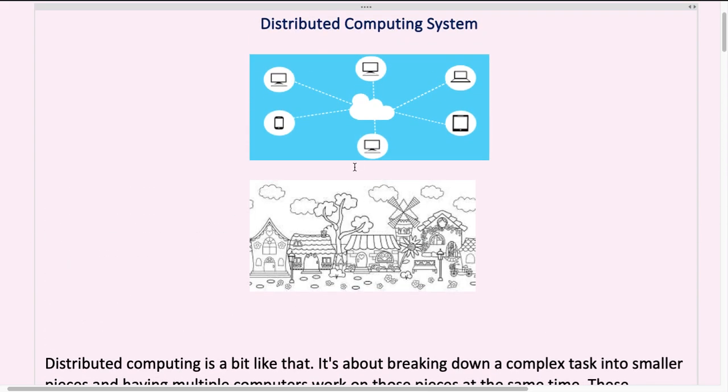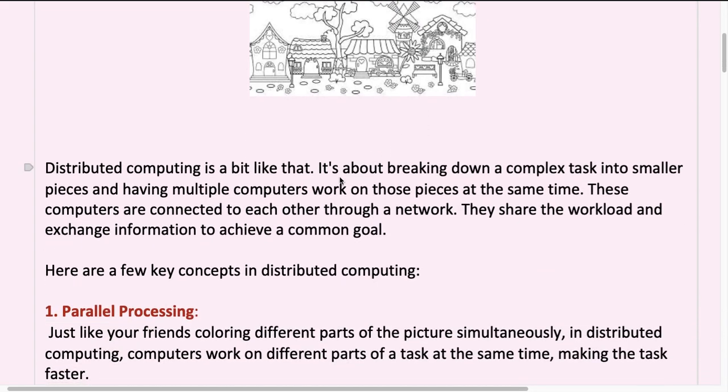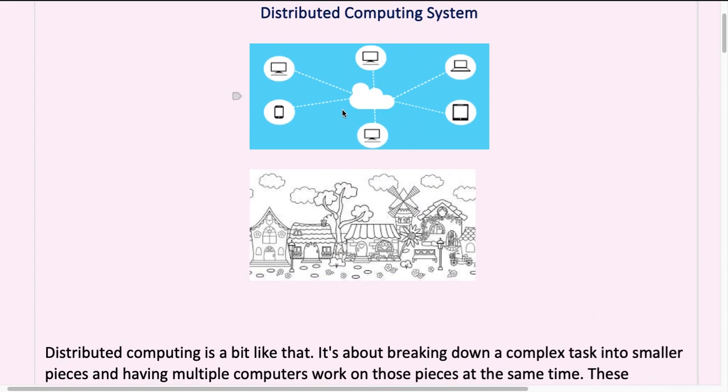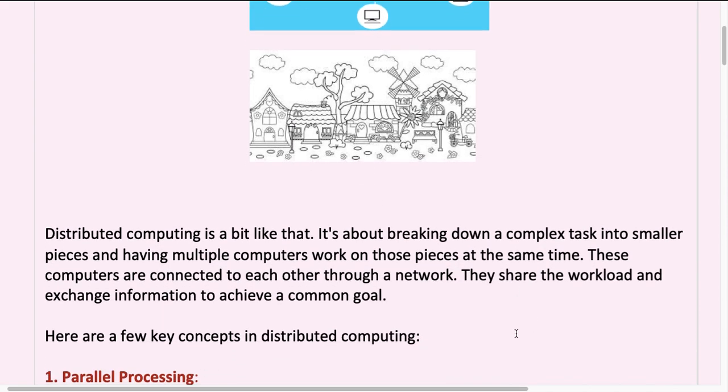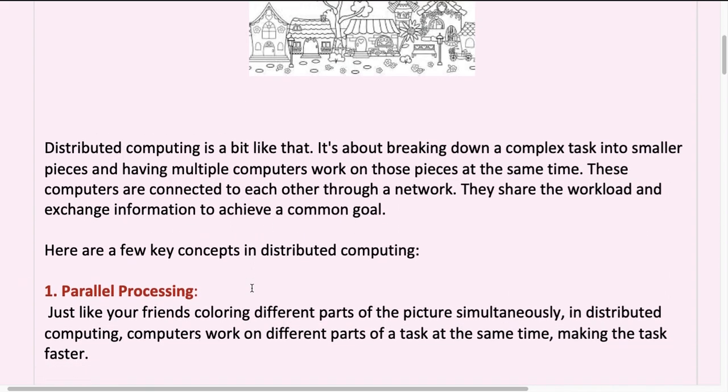Here in this picture we can see the network, and on this network the different computers are connected to each other to execute a particular task. In this distributed system, every computer shares the workload and information to achieve common goals.